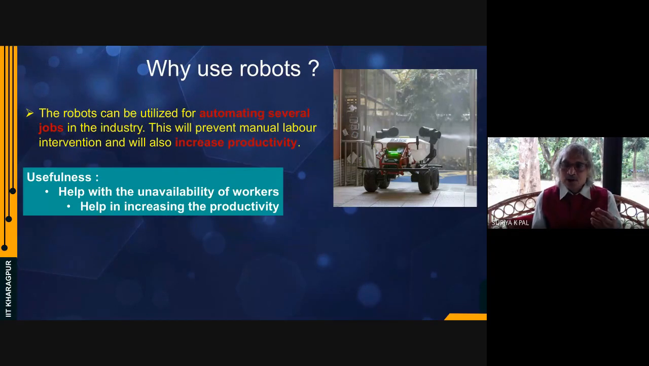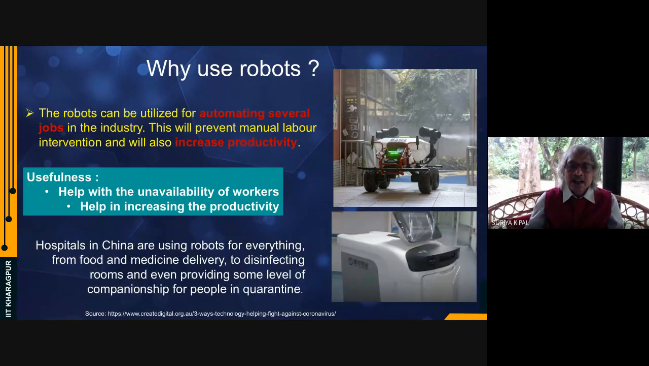And these days the robots are getting used extensively, not only in the manufacturing sector but also in the medical sector. They got used extensively in China in different hospitals for delivering medicines, food, disinfecting the rooms, and sometimes to provide some level of companionship for the people in quarantine. Think of the people who are in quarantine in the hospital.